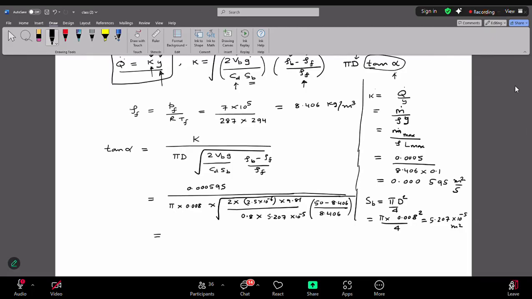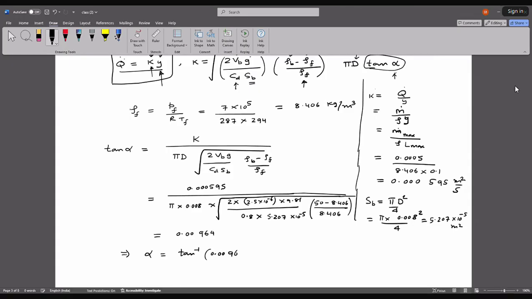this will come out to be 0.00964. So that means alpha will be tan inverse 0.00964. That will be equal to 0.55 degree. So the taper angle is nearly half a degree. Okay.